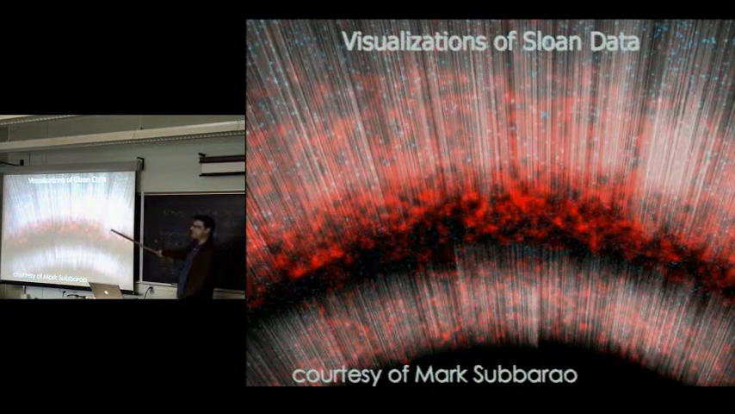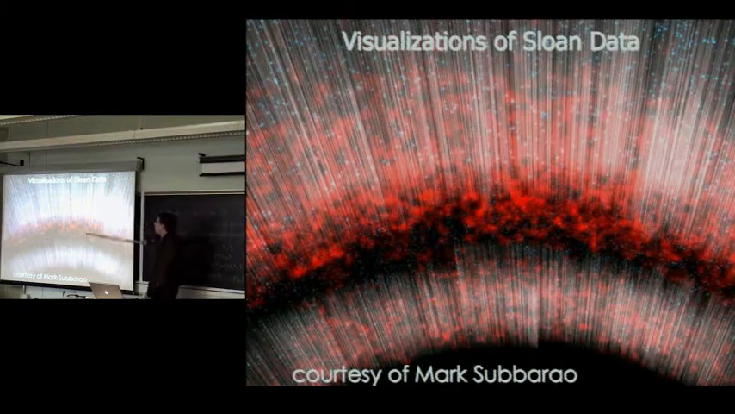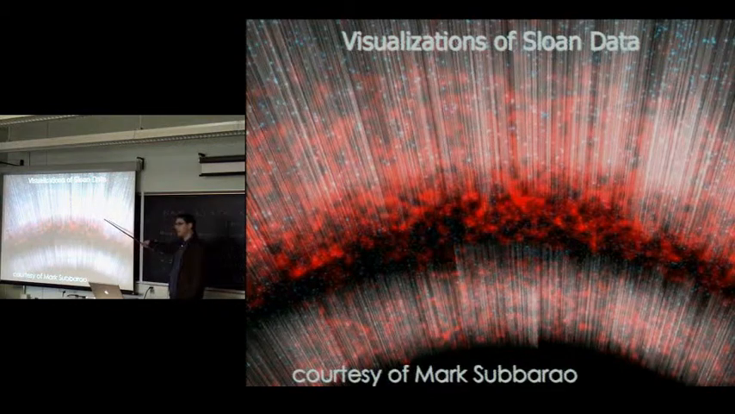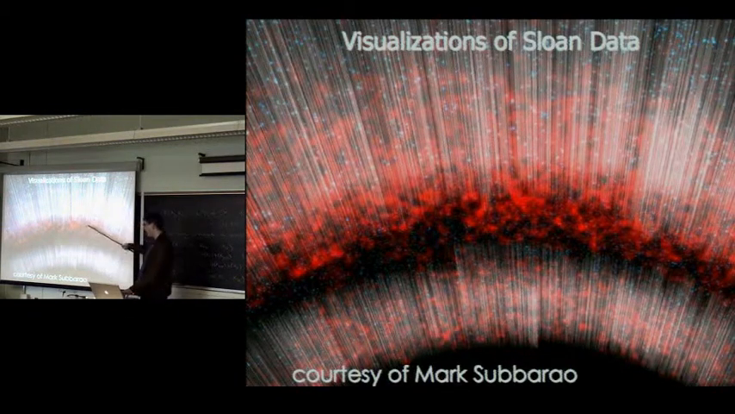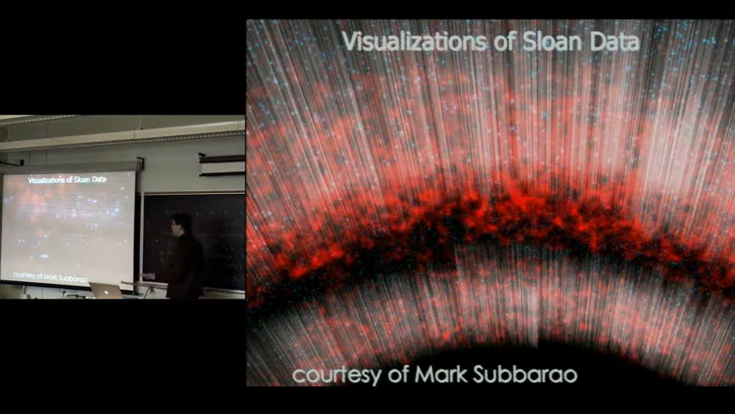So this is a visualization of what's going on in Sloan. The red blotchy areas are a smeared out version of the photometric LRG catalog. The lines are lines of sight towards quasars, which are way off in the distance. And the little blue fuzzballs are the absorbers they find along the line of sight. So it's actually quite difficult to see what's going on here. Maybe this is a better way to view the data.